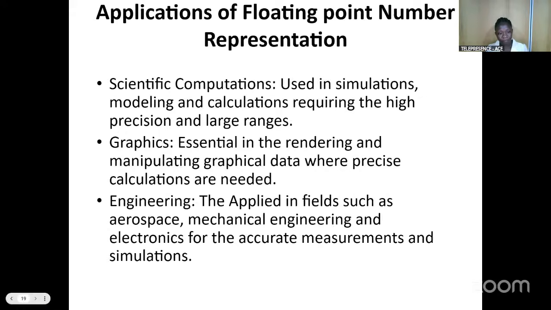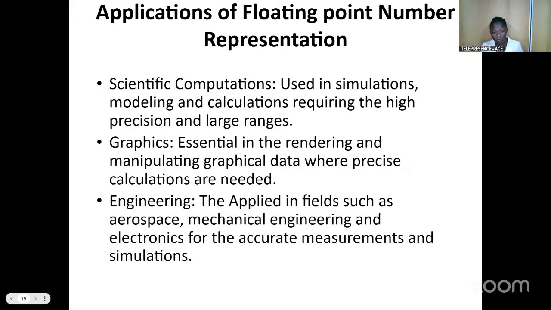And for the applications where it is applicable, as I have said before, scientific computation is used in simulations and modeling. That is, you have something you want to replicate, you want to simulate an environment, or you want to model a particular thing. It is also good for calculations requiring high precision and large ranges, when you have a whole lot of numbers to work with, and this will cater for it.